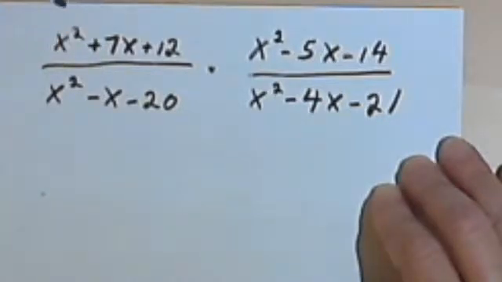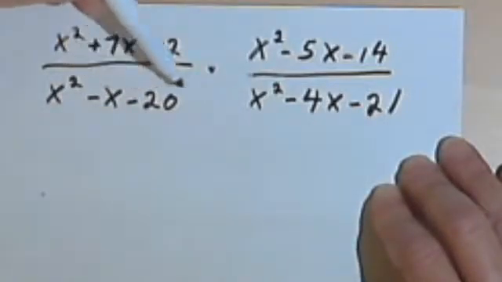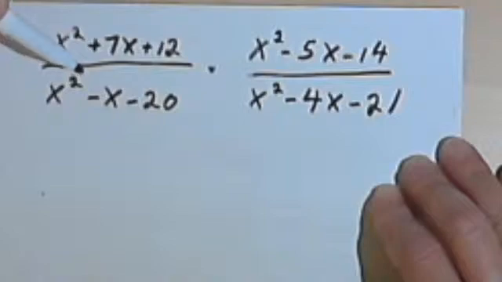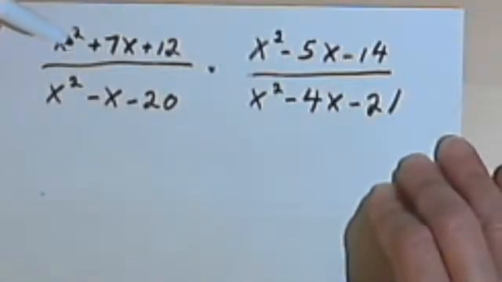And you remember what I do when I multiply two fractions is I multiply the numerators and I multiply the denominators. But before I do that, since these expressions, these fractions, are made up of polynomials, the smartest thing to do is to start out by factoring each of the polynomials. So let's do that.